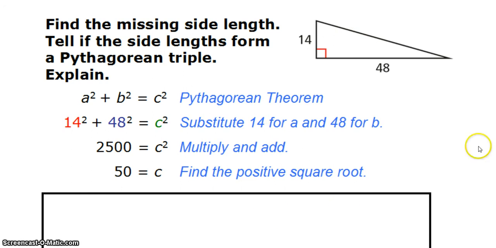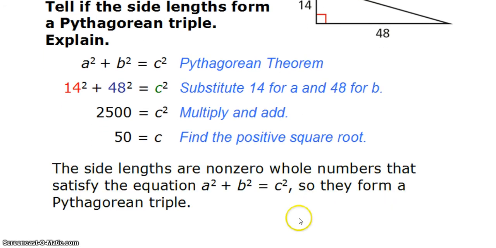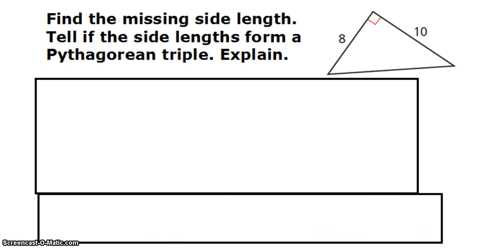Because these are all positive whole numbers, we can say that they form a Pythagorean triple. They are non-zero whole numbers that satisfy the equation a squared plus b squared equals c squared. Okay, try it again, pause the video, come back and check out your answer.